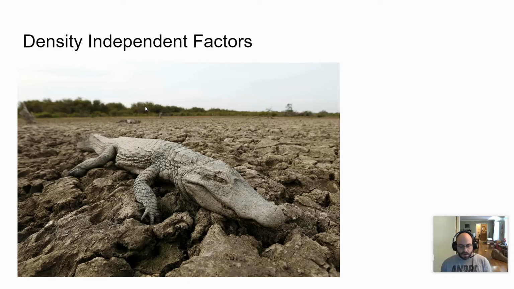Natural disasters are high on the density independent factor list. Pollution is another one, which wouldn't really be a natural disaster. It's more of a human caused sort of thing, but it affects all populations equally.